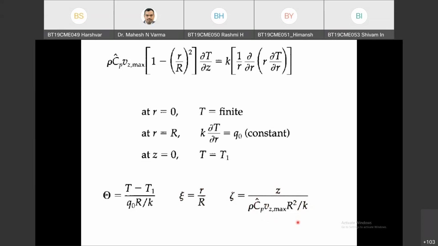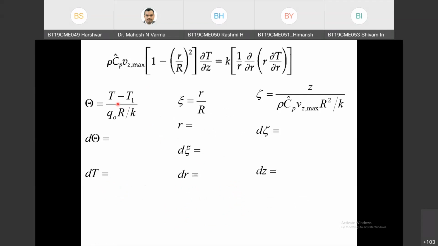For choosing the dimensionless variables, you need to look at the equation and all the boundary conditions carefully, and select suitable dimensionless variables such that the equation will be simplified. After substituting, theta is the dimensionless temperature, epsilon is the dimensionless radius, and zeta is the dimensionless length.